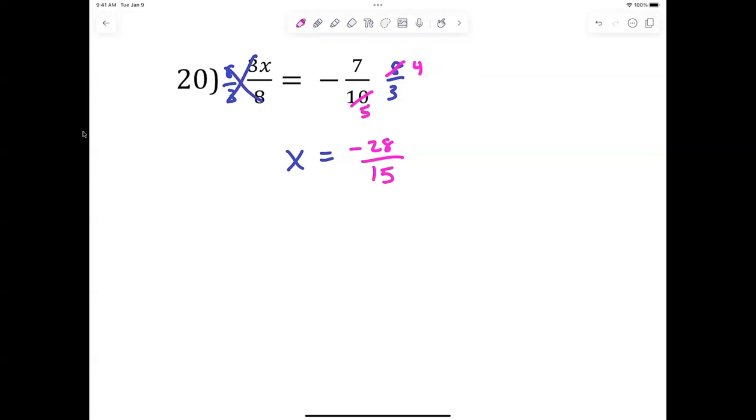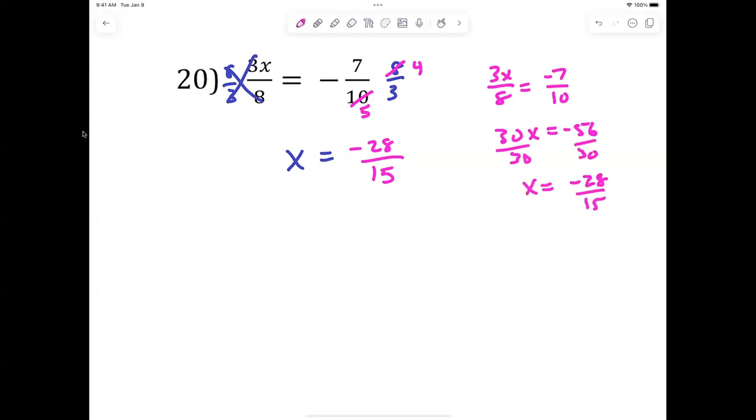Why did you multiply by the reciprocal? Because it's a fraction. You can multiply by the reciprocal. Let's say you don't like that. 3x/8 equals -7/10. You can cross multiply. 30x equals -56. Divide by 30, divide by 30. X equals -28/15. Same answer.